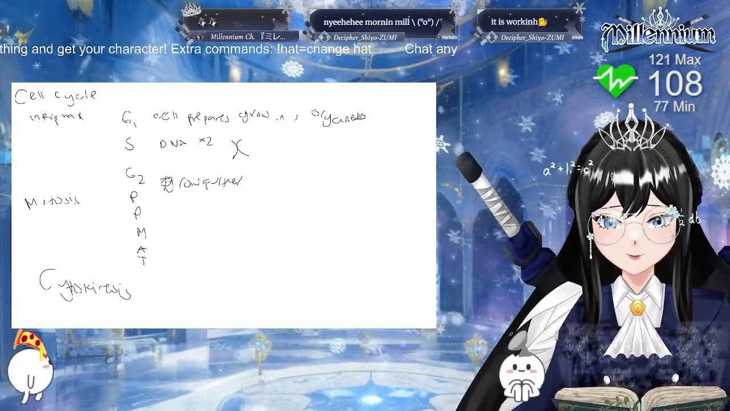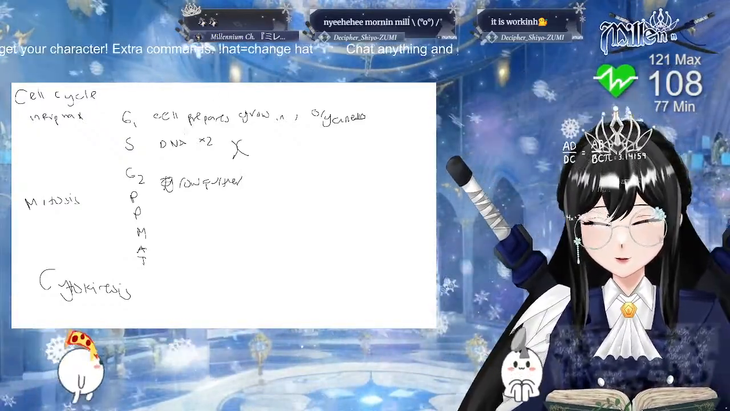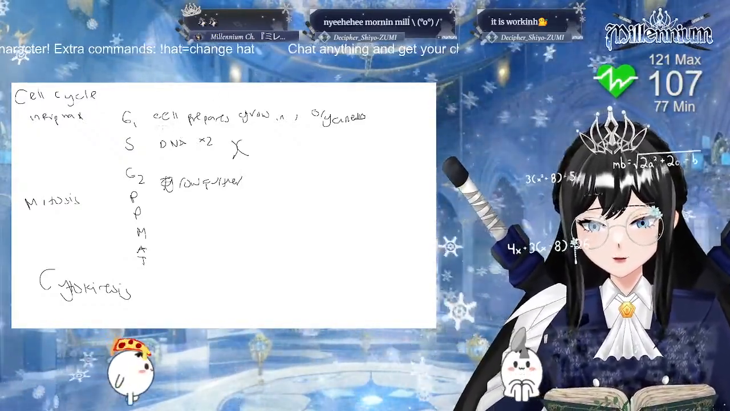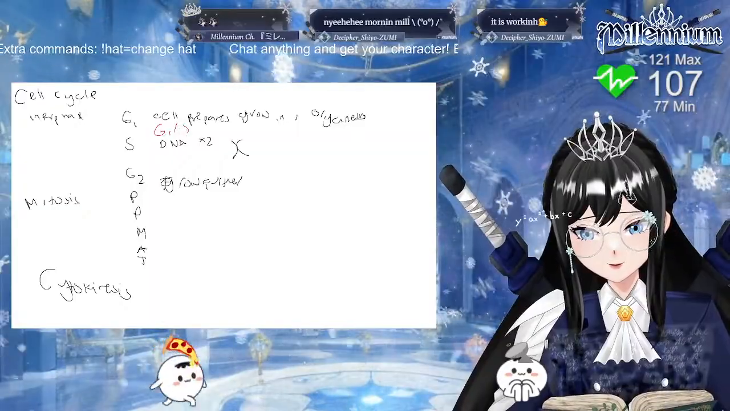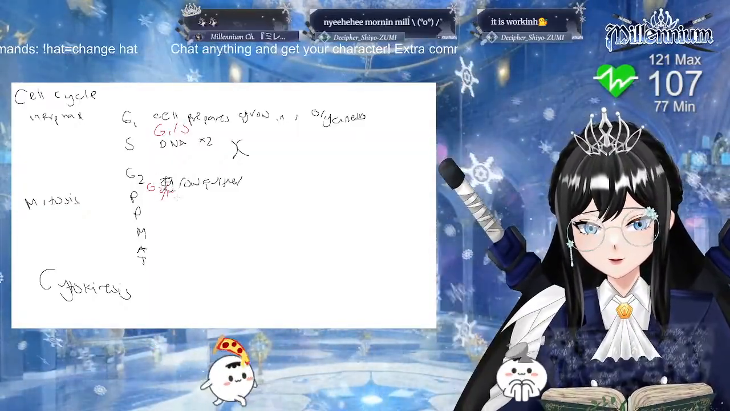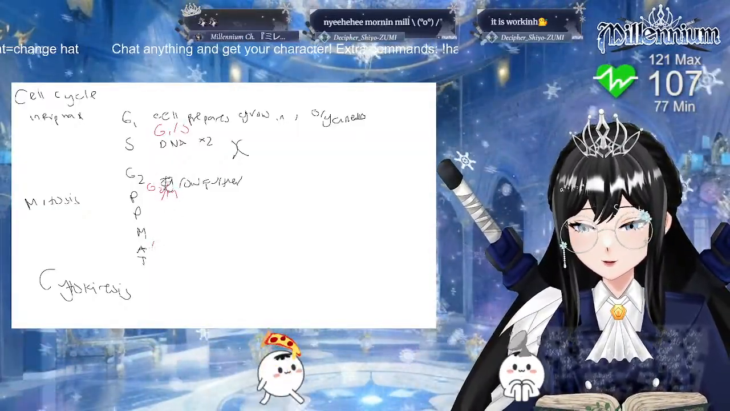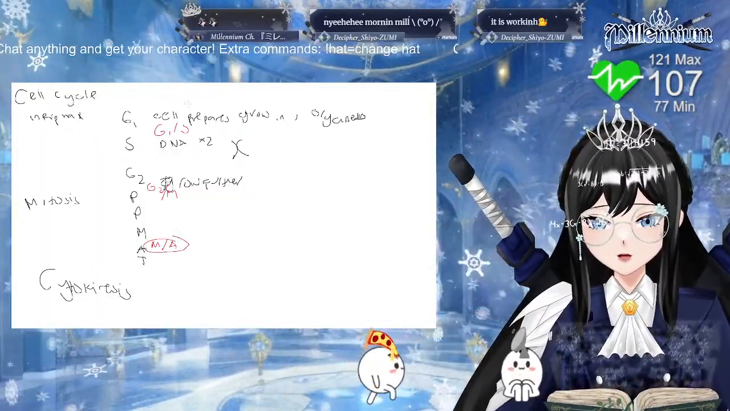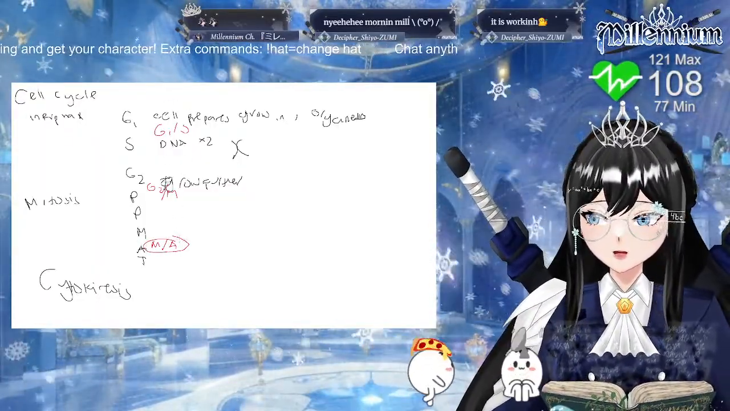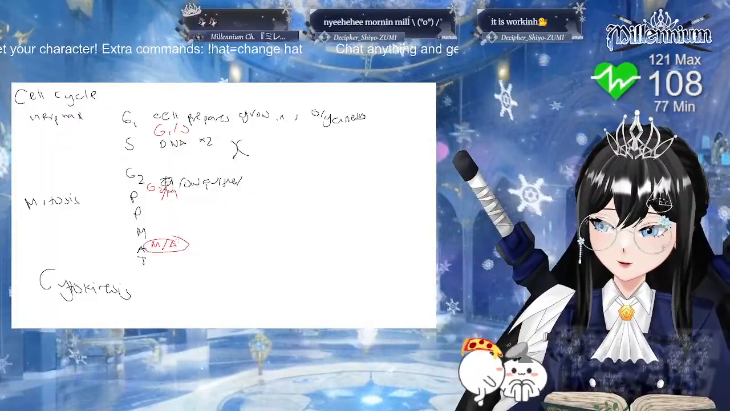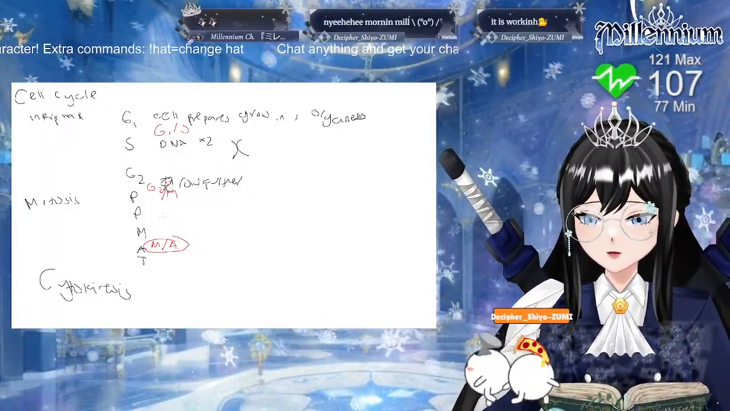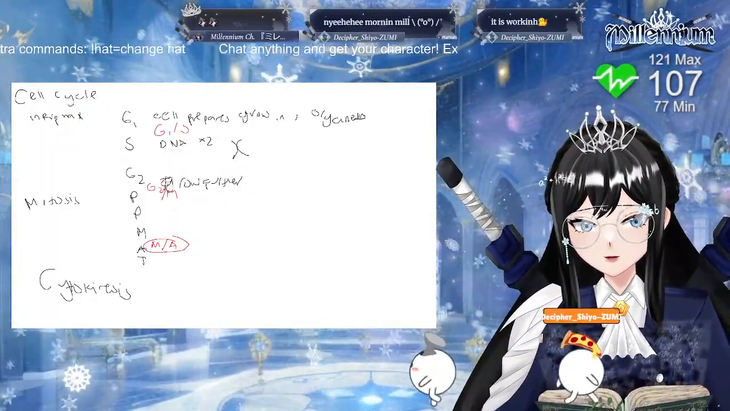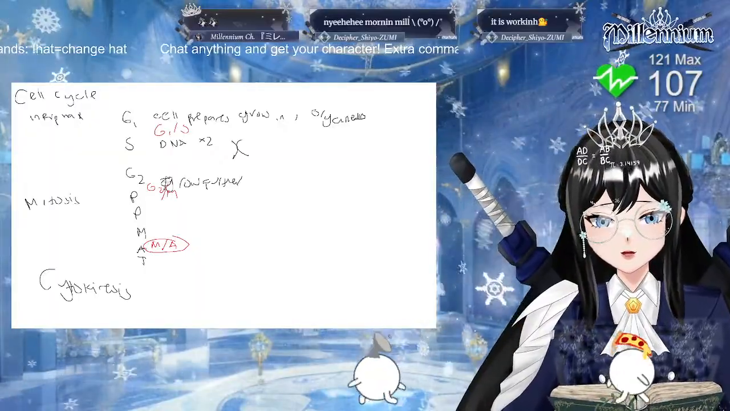For the gates, I forgot to write another gate from earlier. You have G1/S, G2/M, and you have your M/A checkpoint. That's just to check before they split up, like if it's really fully in the middle and all the things are attached. Yeah, that's the other gate.